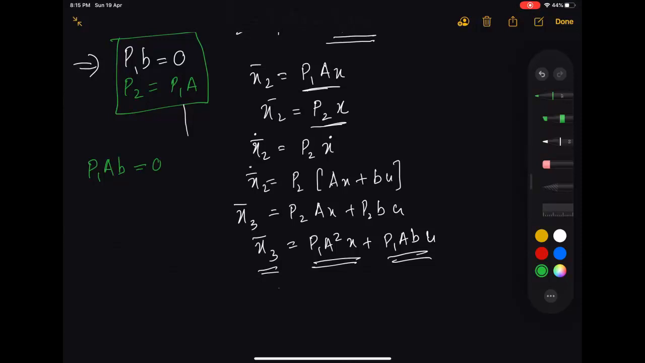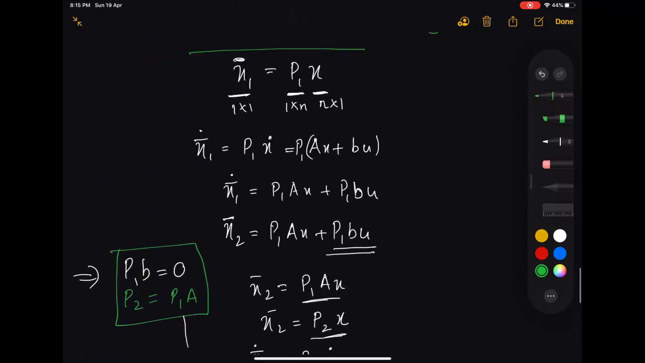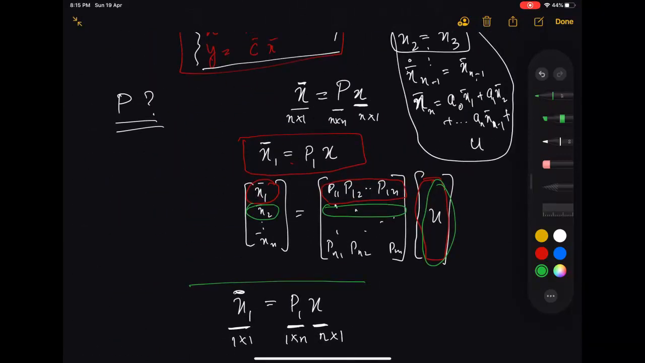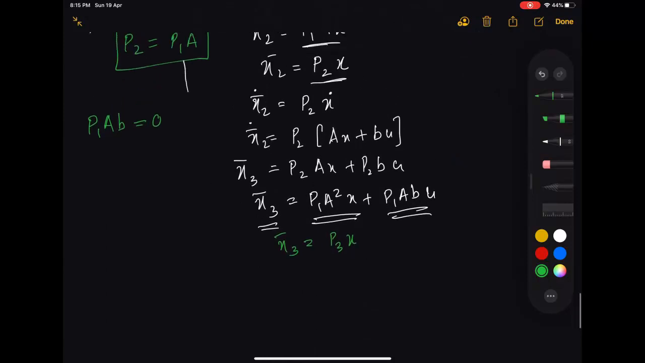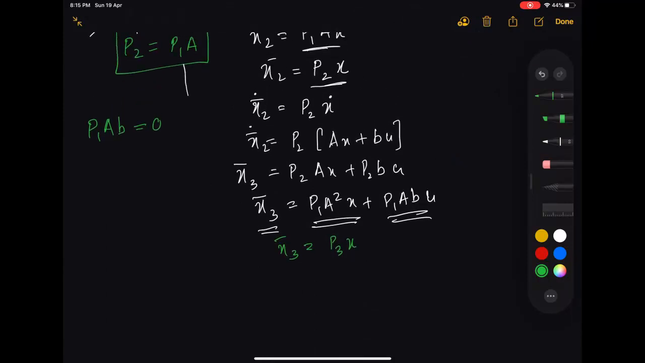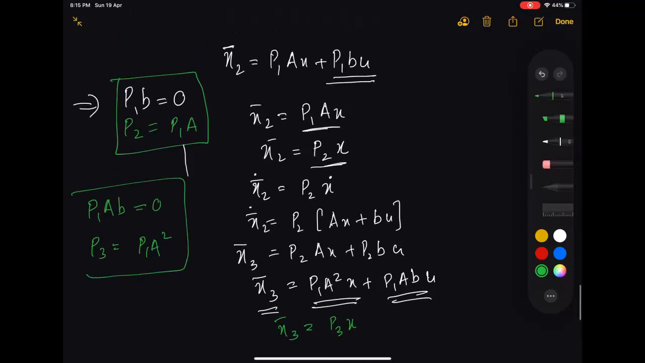And then since x3 bar is equal to p3x, again from this definition, x3 bar, the third term here, is going to be the third row into this x. So you can write that your p3 is equal to p1a square. So now we can look at the symmetry in these equations. You get p1b equal to 0, you get p1ab equal to 0, you get p2 is equal to p1a, you get p3 is equal to p1a square. So this is going to continue.